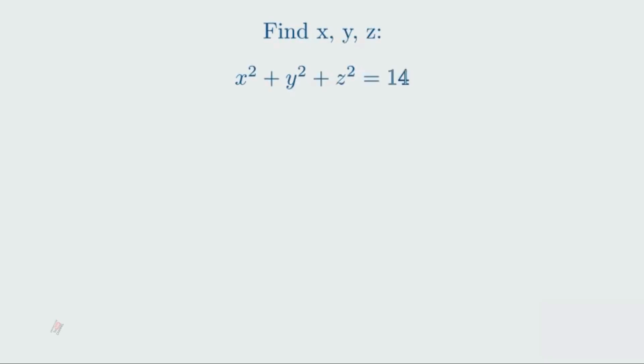Specifically, we'll find all the values for x, y, and z that satisfy both x squared plus y squared plus z squared equals 14, and x plus y plus z equals 6. By the end of this video, you will be able to solve for variables in a system of quadratic and linear equations like this one.